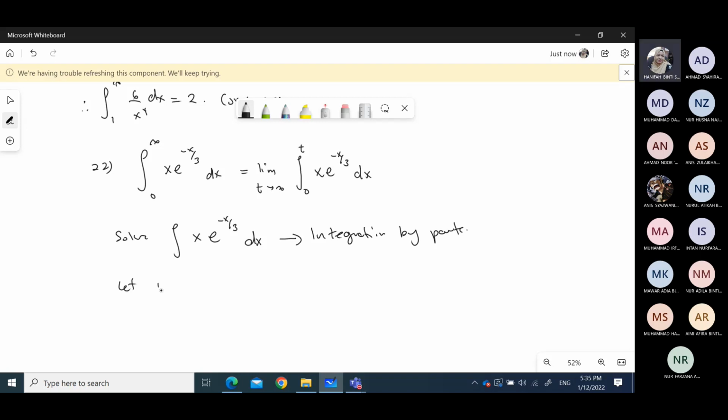Okay. So let u, LIATE, so u is x. So if we have u, then we need to differentiate, then we have du is dx. Okay. So the rest is our dv. dv is exponent negative x over 3 dx. So you integrate both sides. Then here we have v equal to exponent negative x over 3 over, so you differentiate negative x over 3, kita akan dapat negative 1 over 3. So over negative 1 over 3. And it is also equivalent with negative 3 exponent negative x over 3. Okay, so selesaikan dia.